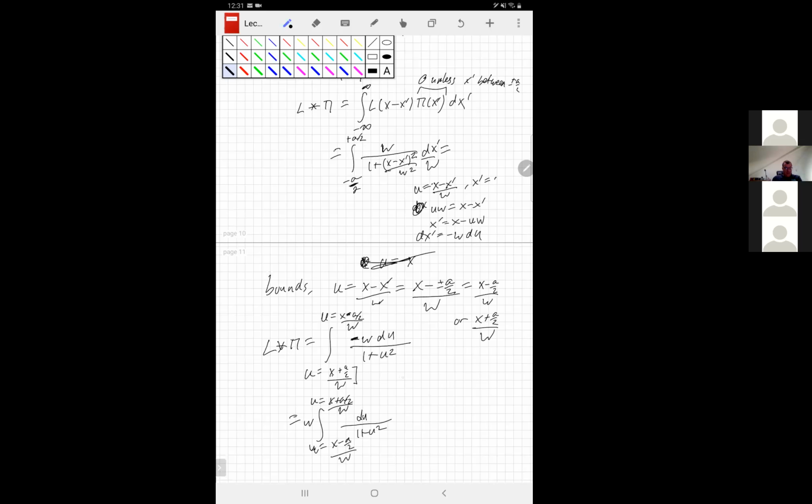All right. That was a long slog, but the integral of 1 over 1 plus u squared is arctan. We're almost done. We've got W arctan of (x minus a over 2) divided by W, (x plus a over 2) divided by W. And from there, it's just plug in. Stephen, does that answer your question? Okay, what else can I go over?